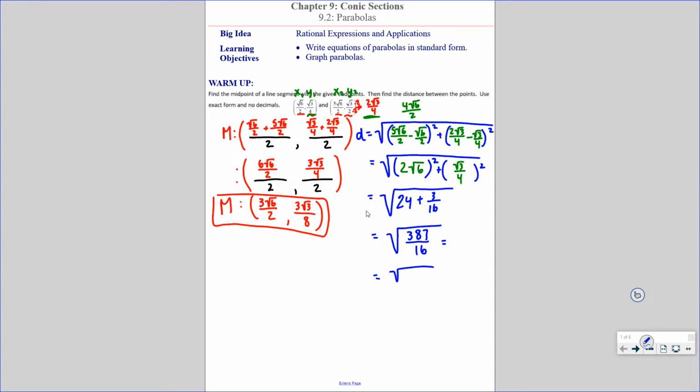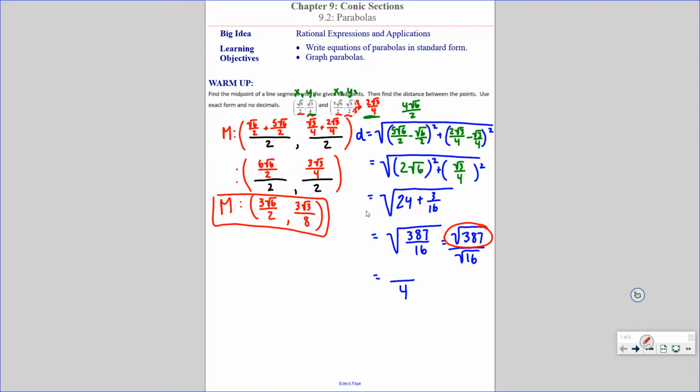Right. Yeah, square at the top. However you want to show your work. Square at the top. The bottom ends up being a perfect square. This does simplify. Did anyone find the perfect square that goes into 387?